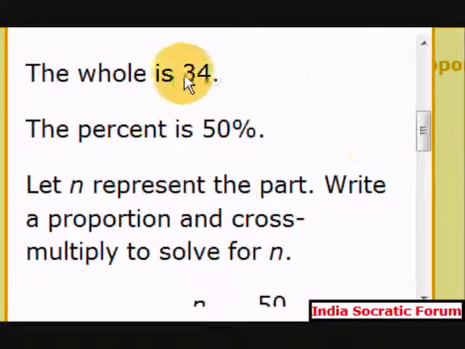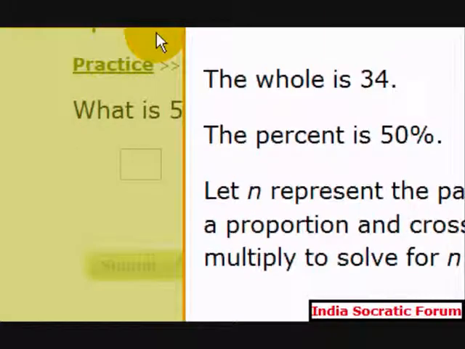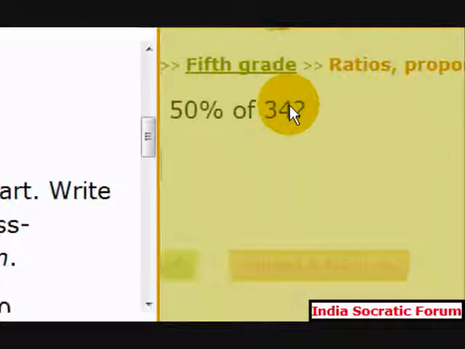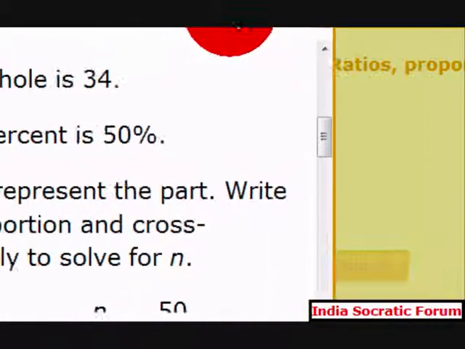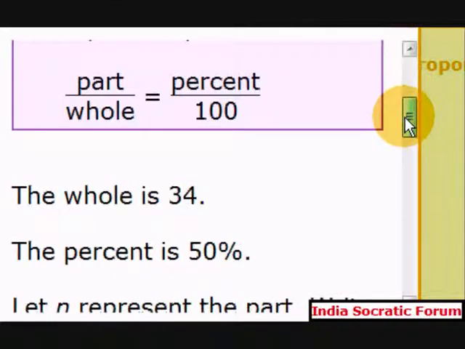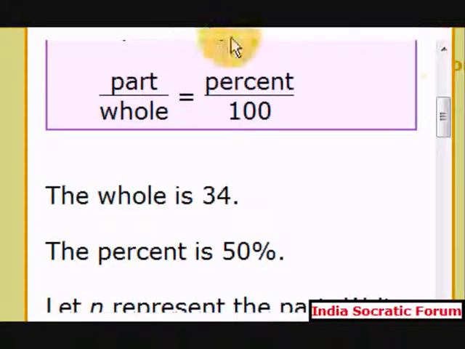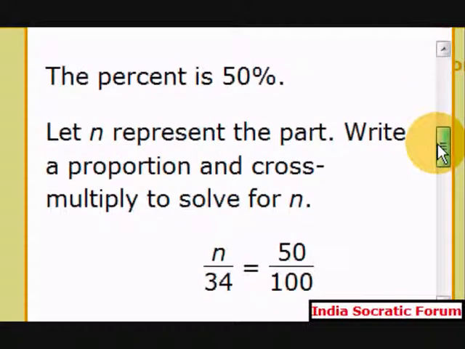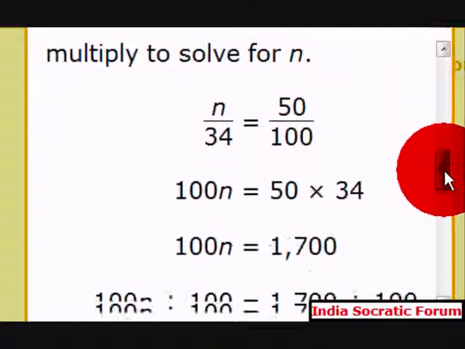One way. What is the whole? 34. Here is 34. What is the percentage? 50. Remember the rule. Percentage 50, whole is 34. Part we don't know. Part is n. That's what we find out. Let n represent the part. Write a proportion and cross multiply.